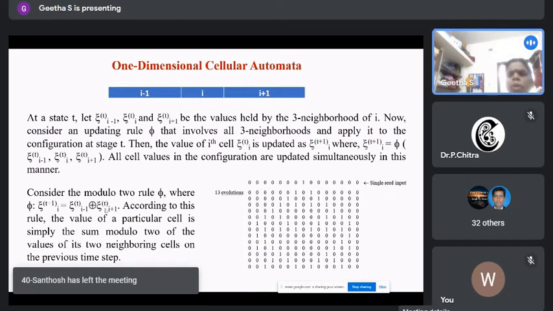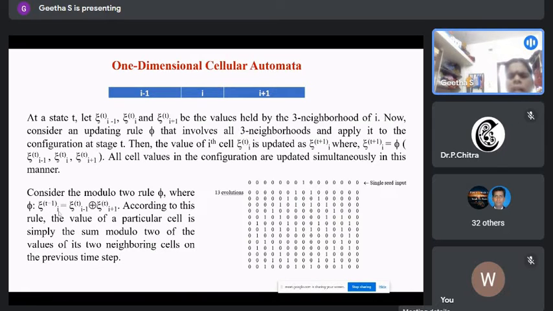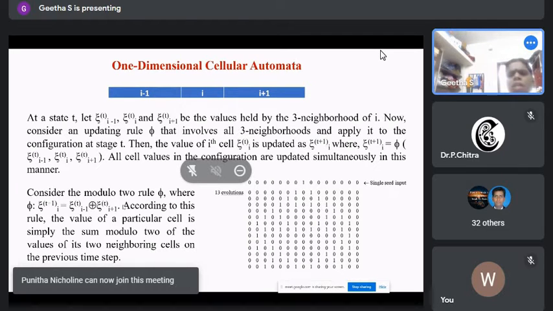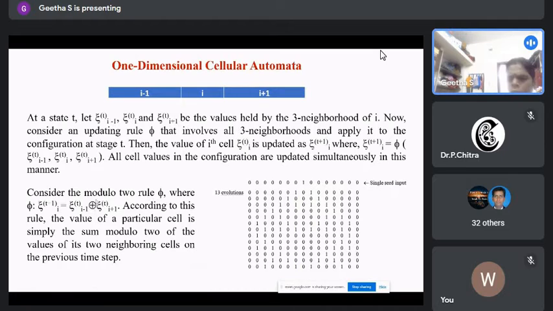So consider the modulo 2 rule, where ψ_{t+1}(i) equals ψ_t(i−1) exclusive or ψ_t(i+1). So now you have to apply the updating rule. You can use any other updating rules, but now we are using exclusive or. According to this rule, the value of a particular cell is simply the sum modulo 2 of the values of its two neighbor cells on the previous time step. It is the most important point in this evaluation.